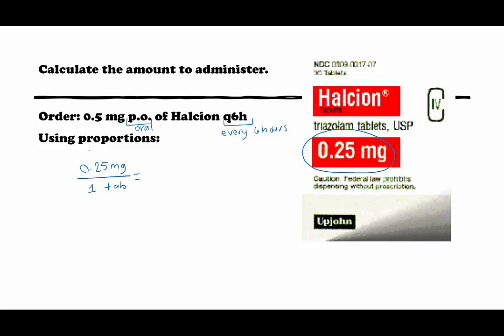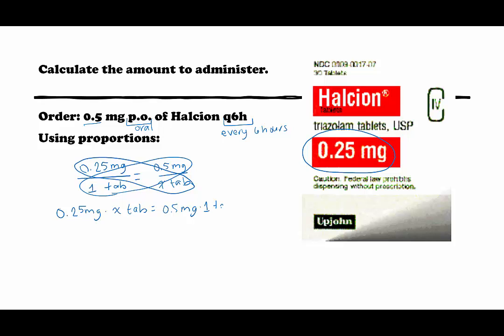We're going to set that equal to, what do we need? 0.5 milligrams in how many tablets is what we're trying to figure out. So now we're going to cross multiply. We want to be really careful we keep our units. We don't want to lose the units here because we want to make sure that everything cancels out, leaving behind the desired units. So we have 0.25 milligrams times X tablets is equal to 0.5 milligrams times one tablet. Okay, and then we're going to divide both sides by that 0.25 milligrams.